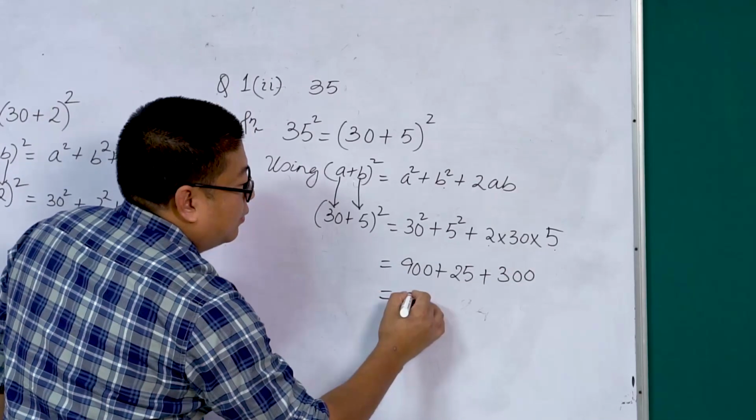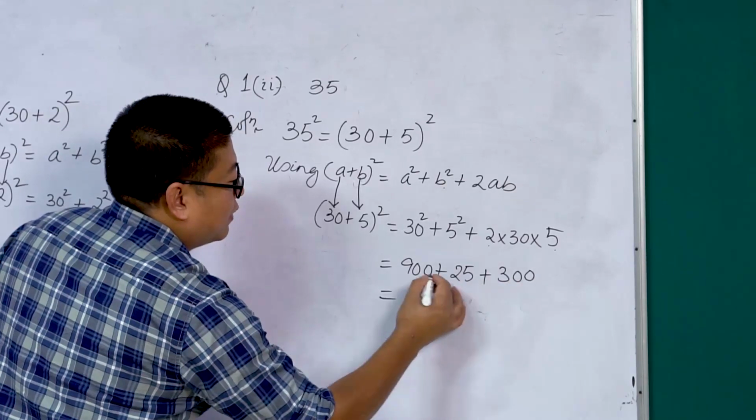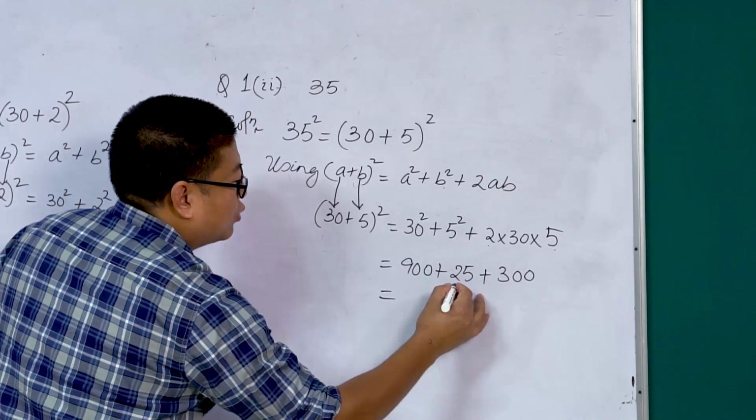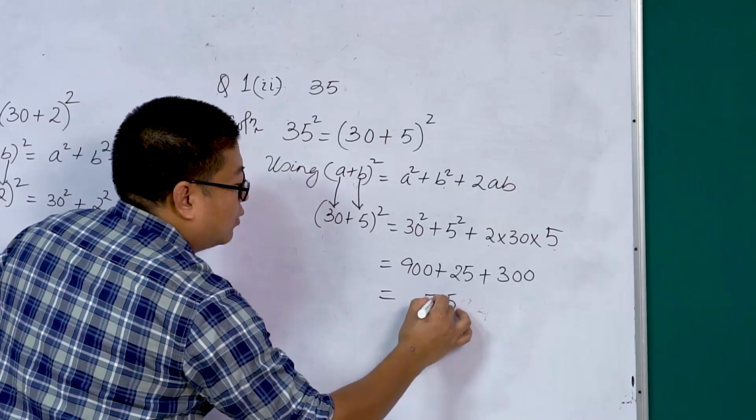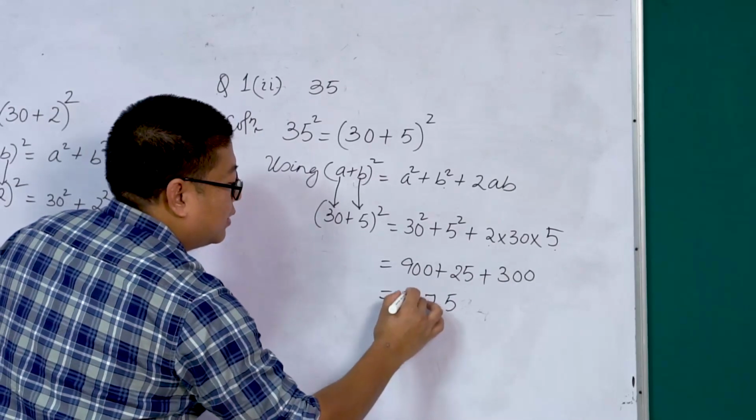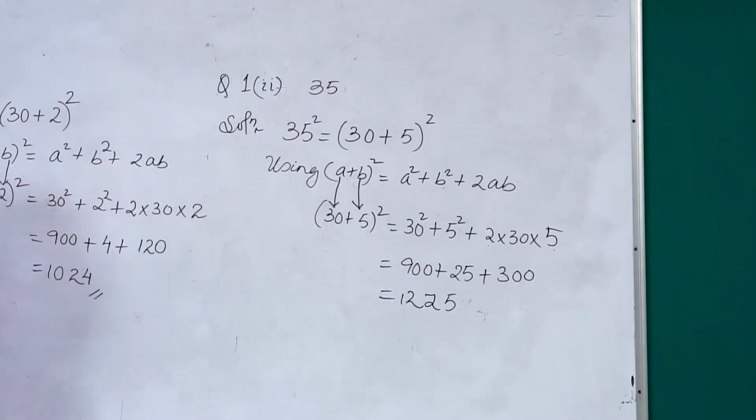Now, when you add this, 0 plus 5 plus 0 is 5. 0 plus 2 plus 0 is 2. 3 plus 2 is 3 plus 9 is 12. So you are getting 1, 2, 2, 5.